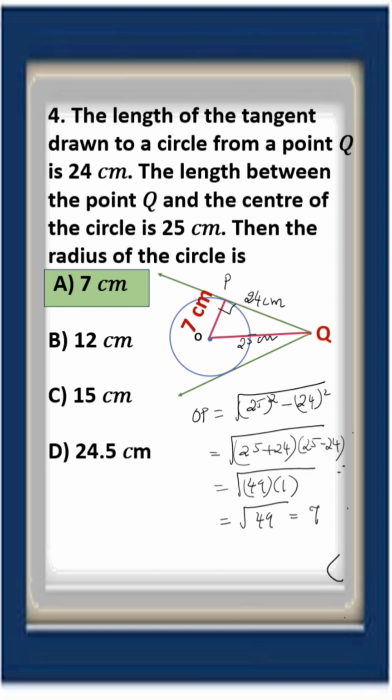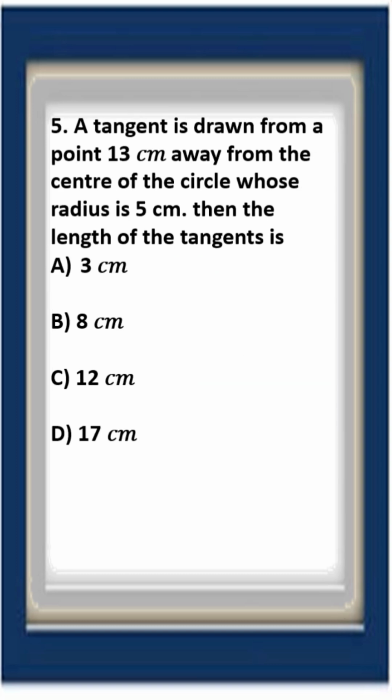A tangent is drawn from a point 13 cm away from the center of the circle whose radius is 5 cm. Then the length of tangents is, 4 options are given. Option A 3 cm, option B 8 cm, option C 12 cm, option D 17 cm. If you can visualize the picture properly, you can readily answer. The correct option is C. Option C is the correct option.